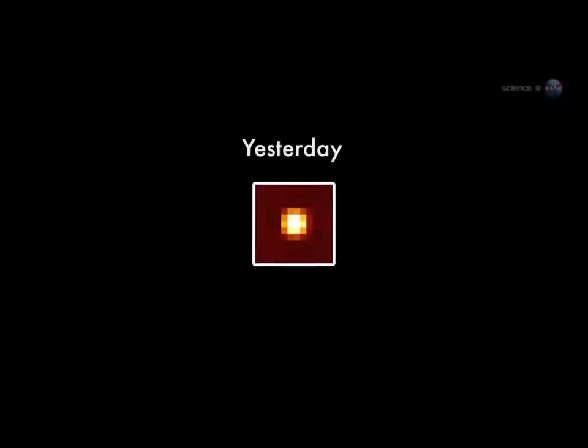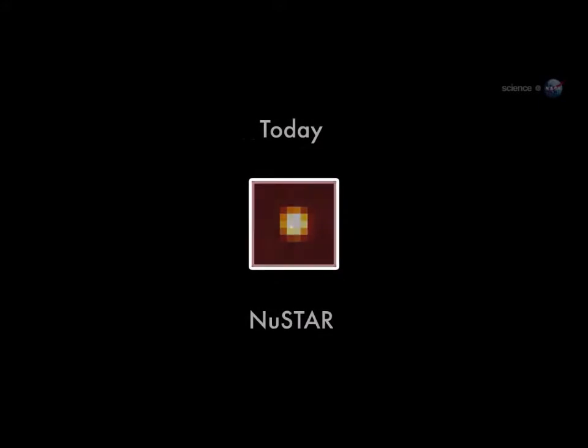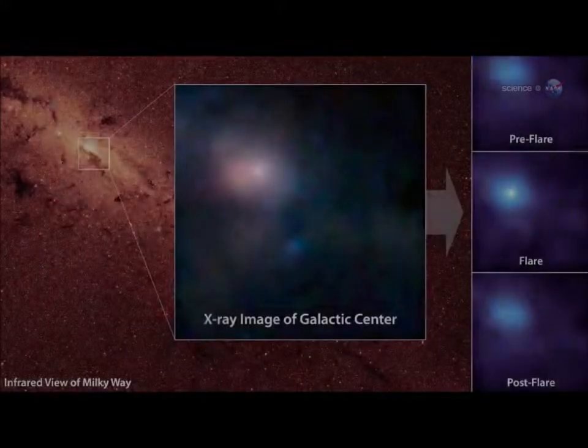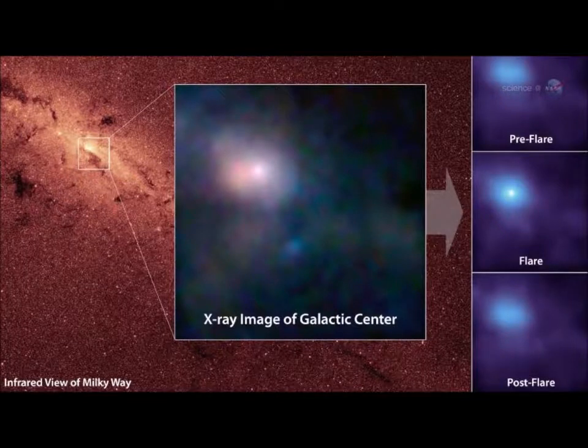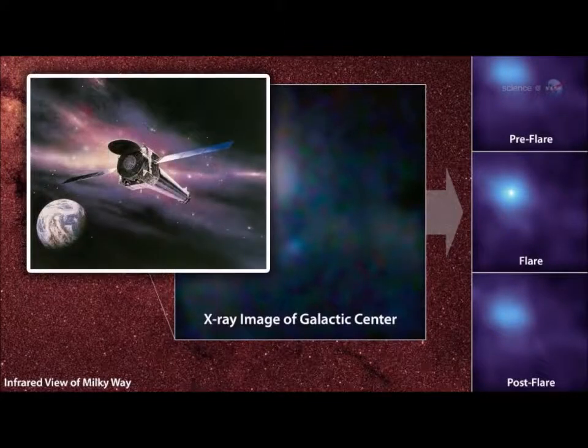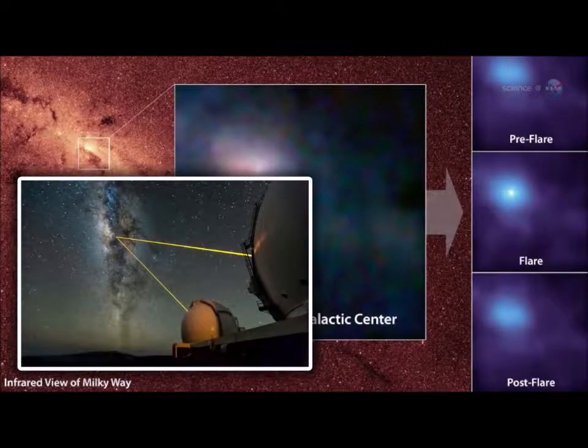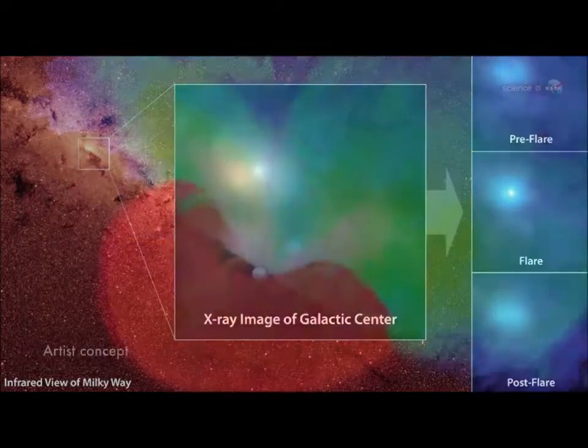"It's like putting on a new pair of glasses and seeing aspects of the world around us clearly for the first time," says Harrison. NuSTAR's sharp vision allowed it to pinpoint a burst of hard X-rays coming from the galactic center during an observing campaign in July. Lower energy X-ray observations by NASA's Chandra X-ray Observatory and infrared data from the Keck telescope in Hawaii confirmed the outburst. The Milky Way's black hole had just swallowed something.